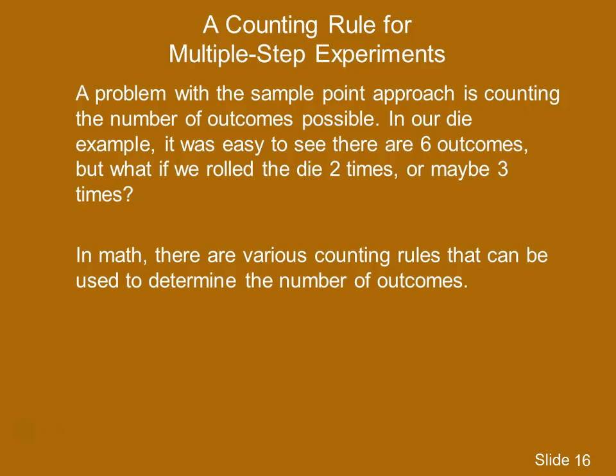Okay, if we go back to the sample point approach for a moment that we looked at a little while ago, when we did our roll of the die experiment, we only had 6 outcomes there. So it was pretty easy to count the number of outcomes. In other cases, though, the number of outcomes may not be so obvious. What if we rolled that die 2 times or 3 times? In mathematics, there's a variety of counting rules that can be used to determine the number of outcomes, and we're going to look at a couple of those at various points in the course.